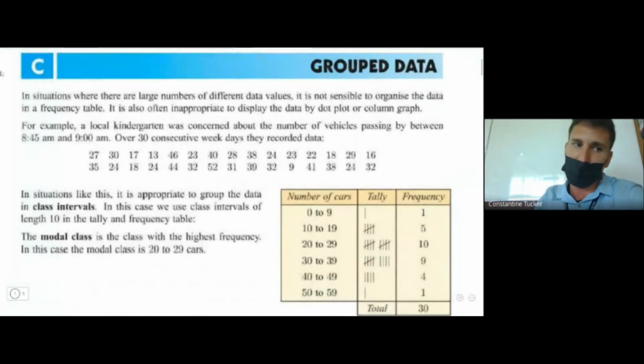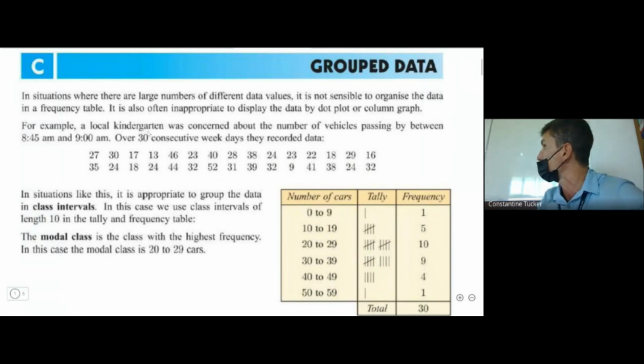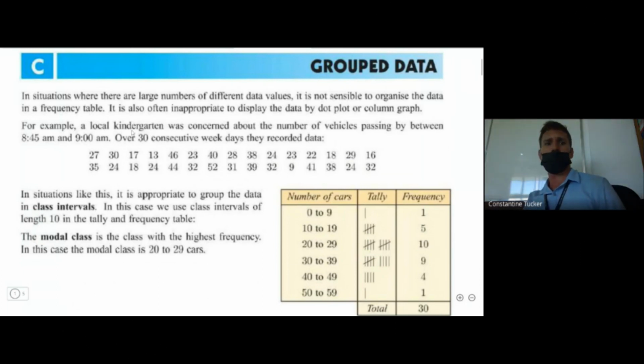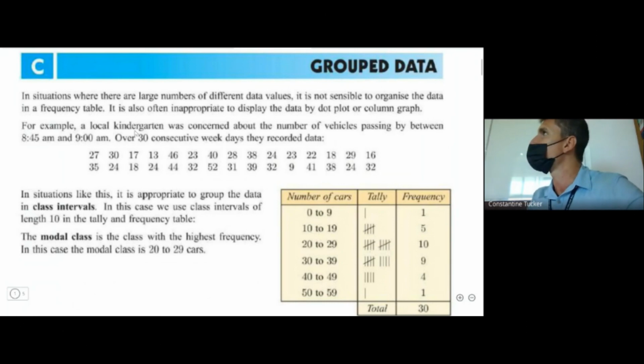So what is happening here is somebody is basically looking at how many cars are passing by in front of a kindergarten. What do you call kindergarten in Portuguese? Oh, Jardim de infância. Okay, excellent. So the garden of infants, basically.